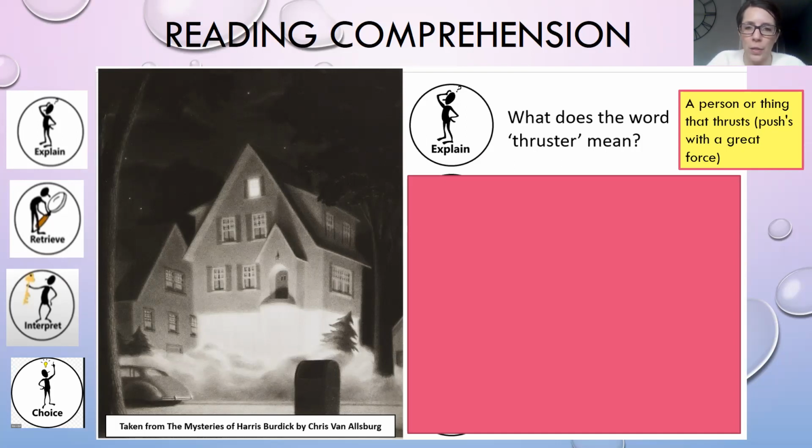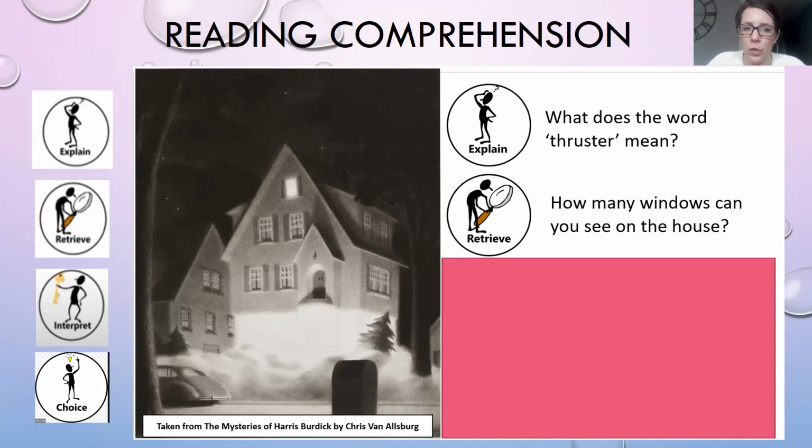Okay, so the next question is a retrieval question. How many windows can you see on the house? See if you can count the windows. Let's have a look. We've got 1, 2, 3, 4, 5, 6, 7, 8, 9, 10, 11, 12. There are 12 windows that we can see, but obviously we can't see some of the windows. There's probably more than 12, but that's what we can see.